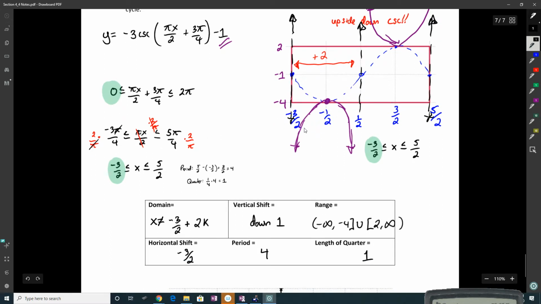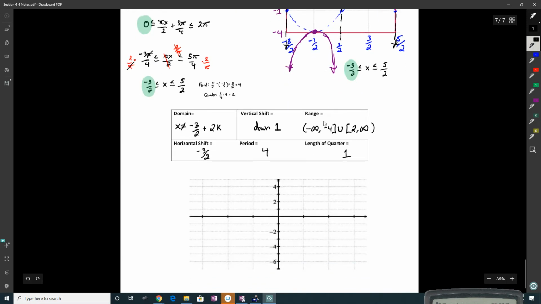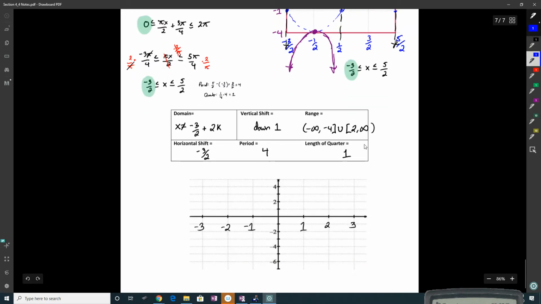Anyway, so I have everything filled in, so let's create this graph, and we are done. All right. So each quarter is 1. So I have 1, 2, 3, -1, -2, -3. And my first box goes from -3/2 to 5/2. So -3/2 is -1.5, and -4 to 2. So here's my box, all the way to 5/2, which is 2.5.